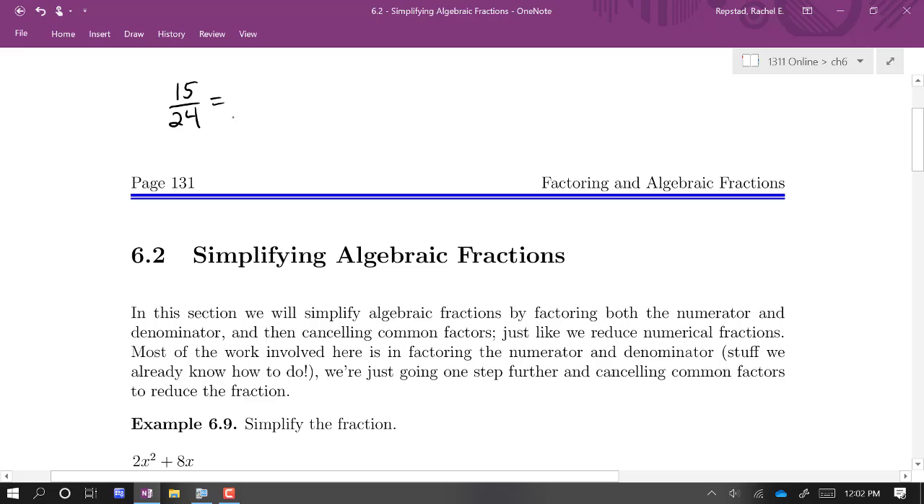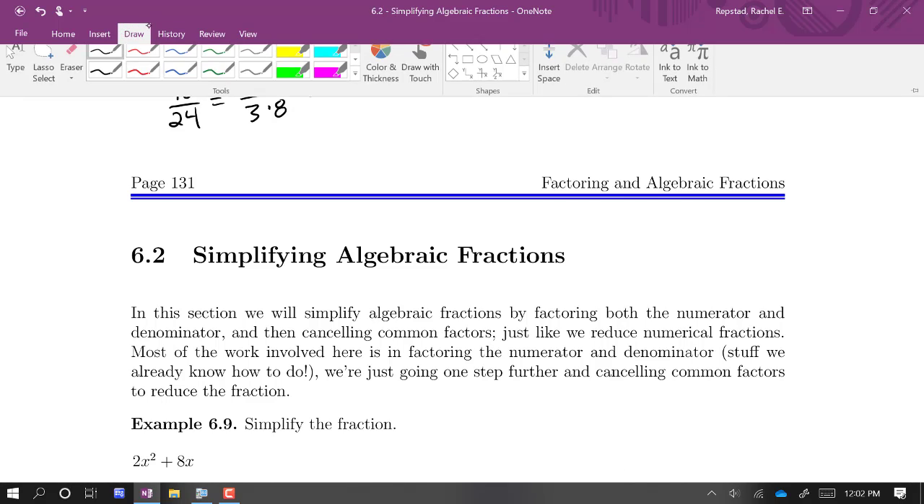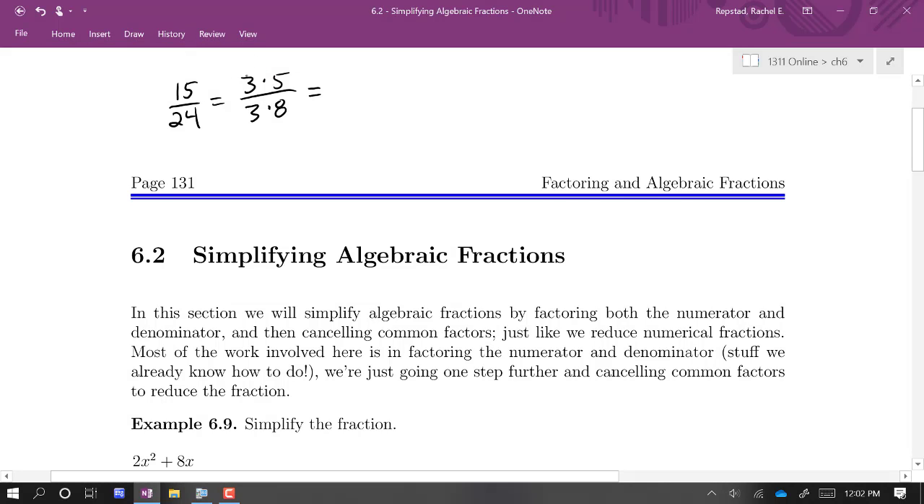One way to do it, and this is the way I'm going to encourage you to think about it because it translates directly into how we do it for algebraic fractions, is I'm just going to start by factoring 15. That's 3 times 5. 24 we could factor as 3 times 8. And now we have a common factor of 3 on the top and the bottom. We can cancel those out, and we're left with 5/8. And 5 and 8 have no common factors. There's nothing more we can cancel.